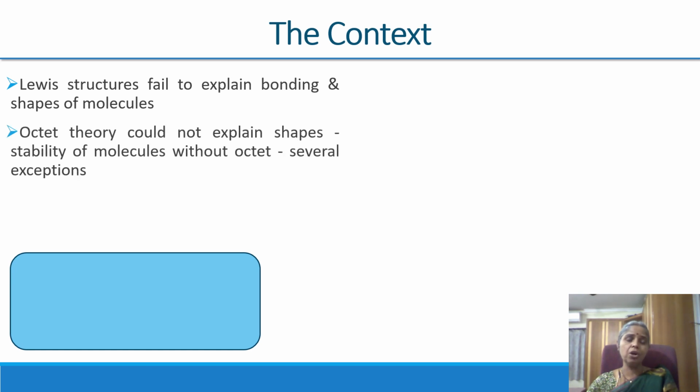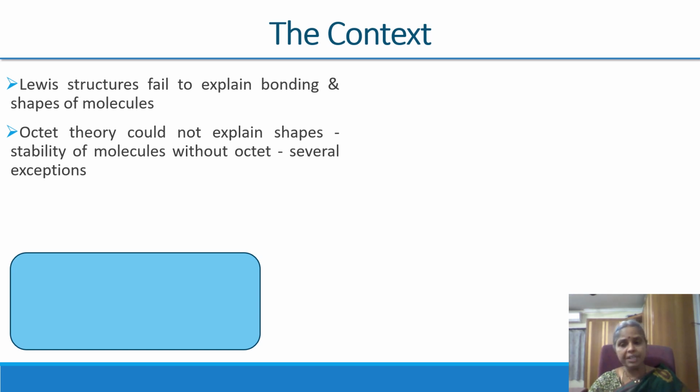What is the main drawback of Lewis structures? They only focus on satisfying the octet rule and distributing all the valence electrons. They focus only on that, but Lewis structures will not tell us anything about the nature of bonding as well as the shapes of molecules. You can only say two pairs of electrons are shared, or one pair is shared, two lone pairs, one bond pair. Only that much information is available, but direction of bonding or shapes of molecules is not explained by the Lewis structures.